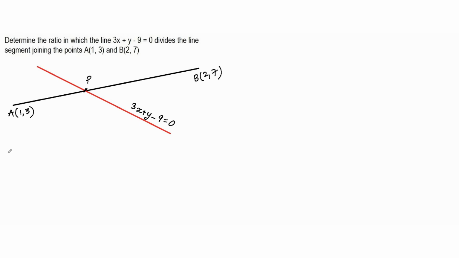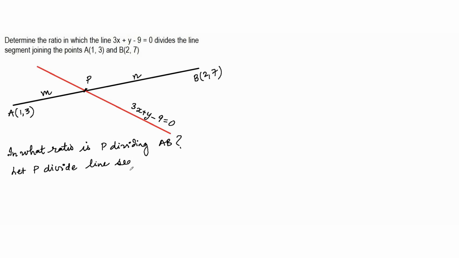So now we have to find in what ratio P is dividing the line segment AB, right? This is the question. So I can say let P divide the line segment AB in the ratio m:n. And now I can find the coordinates of P, right?